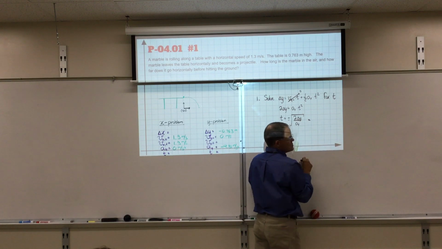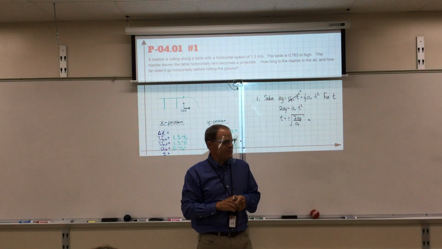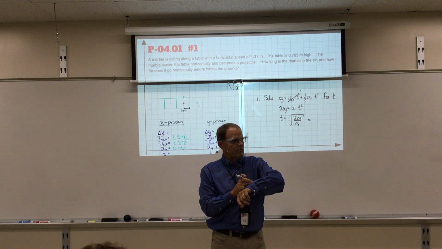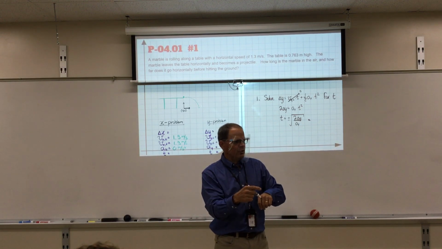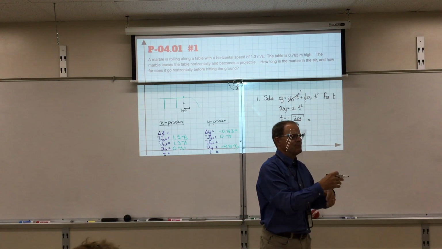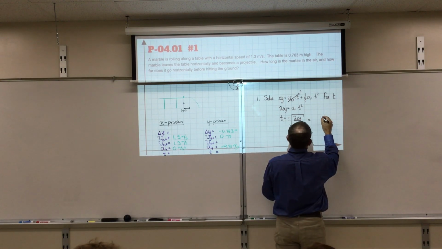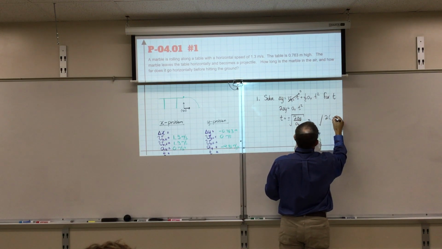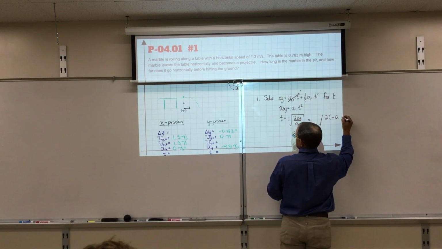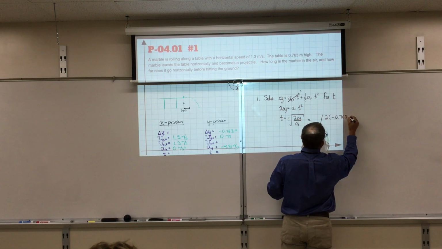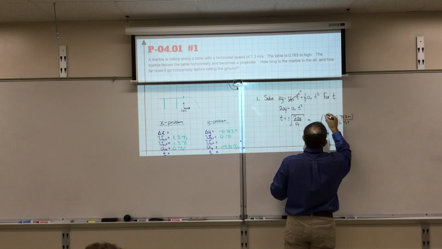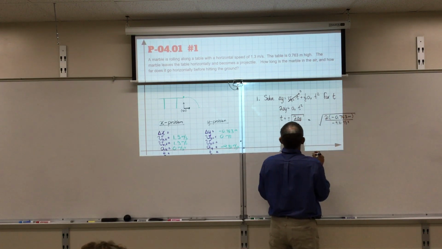Now let's plug in our numbers. Which solution are we going to keep, plus or minus? It's a time. The clock starts when it leaves the table. Obviously, it's going to hit the ground sometime later. We're going to keep the positive solution. So I'm going to just have the square root of 2 times negative 0.763 meters, all divided by negative 9.81 meters per second squared, and the square root of that mess.